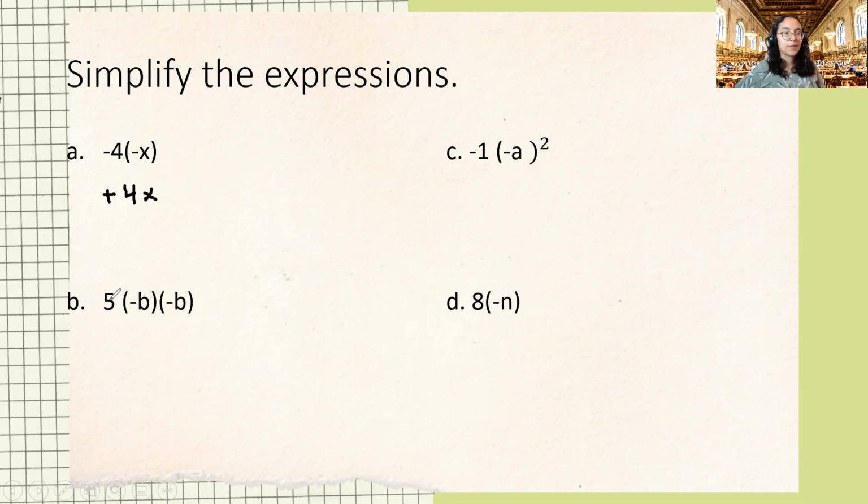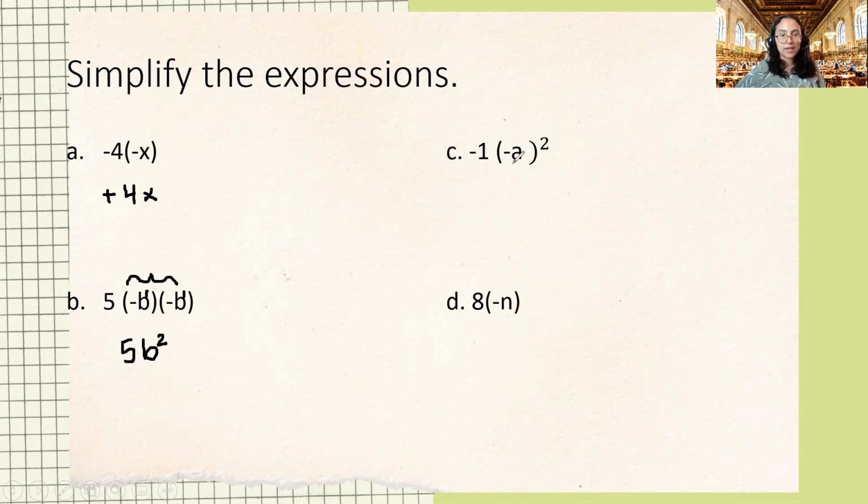For b, I have +5 times -b times -b. And here I'm going to use the associative property, and I'm going to multiply -b and -b together first, and then multiply 5. So I have a negative times a negative, so I know that my answer is going to be positive. b times b, well, I still carry my variable, but here I have exponents. I have a 1 and a 1. And when we multiply these two, we add their exponents. So that will be 2. And I drop down my 5. So my answer is positive 5b squared.